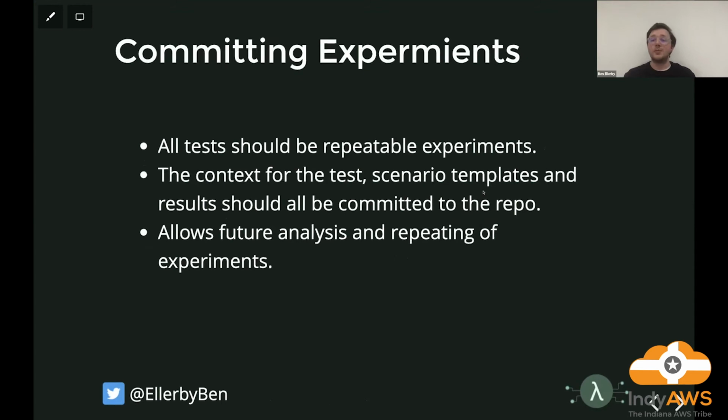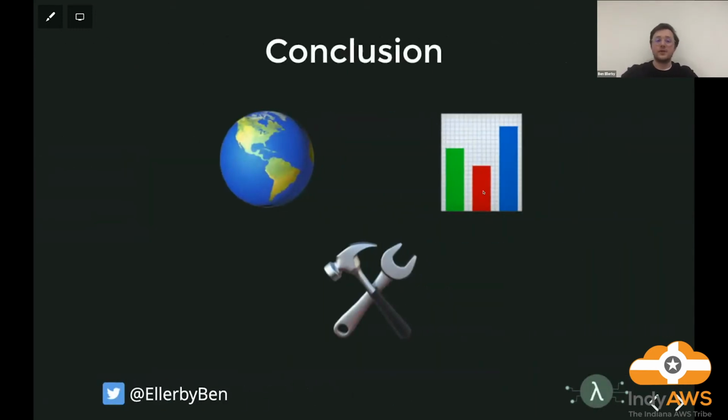I mentioned before we should commit these experiments, so all tests should be repeatable experiments. We should have the context of why we were doing the test, the scenario template, and the results committed directly to the repository so we can analyze them in the future, but also repeat the experiment and also make changes and see if our statistics are improving.